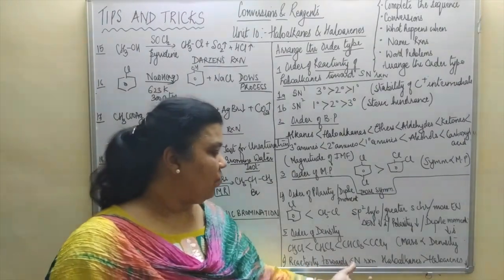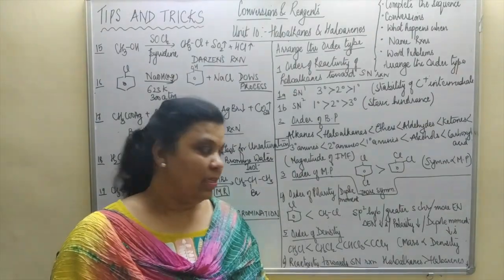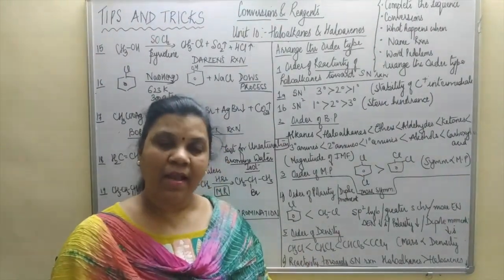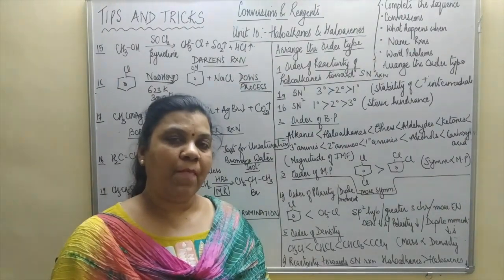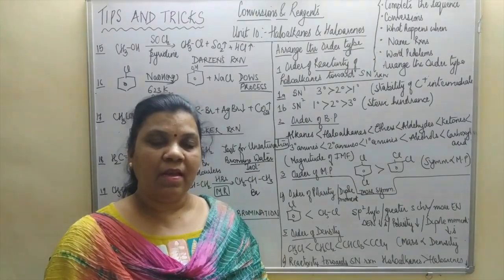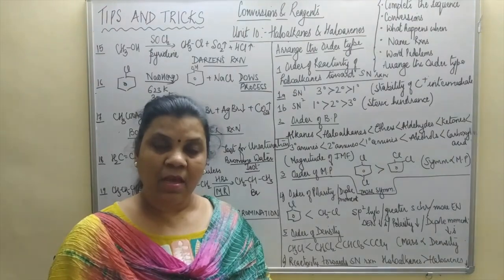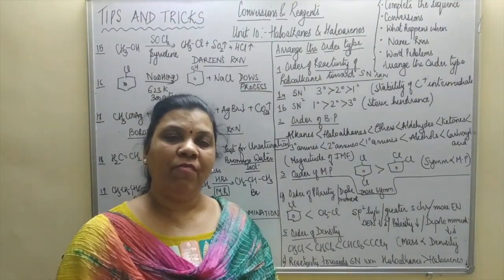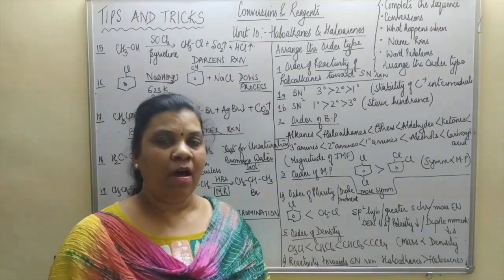And last is reactivity towards nucleophilic substitution reactions. Again, very important. And we have already studied earlier that haloarenes are less reactive towards the nucleophilic substitution reactions in comparison to haloalkanes. Why? Because of resonance, there arises a partial double bond character, due to possible repulsions, due to instability of the phenyl cation and different hybridization states of the alpha carbon.